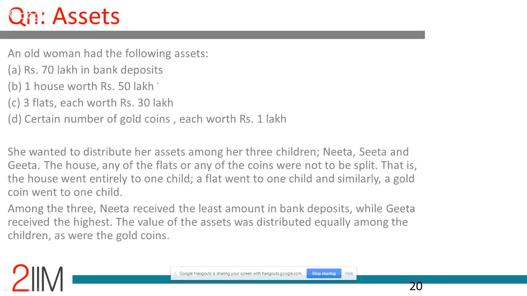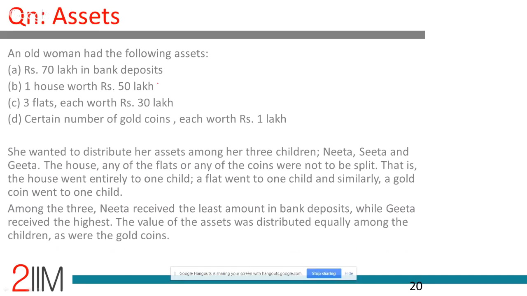An old woman had the following assets: rupees 70 lakhs in bank deposits, one house worth rupees 50 lakhs, 3 flats, each worth rupees 30 lakhs, and a certain number of gold coins, each worth rupees 1 lakh. She wanted to distribute her assets among her 3 children, Neeta, Sita, and Geeta. The house, any of the flats, or any of the coins were not to be split. Rather, the house went entirely to one child, a flat went to one child, and similarly, a gold coin went to one child. So you can't say, you take half the house, you take the remaining one third.